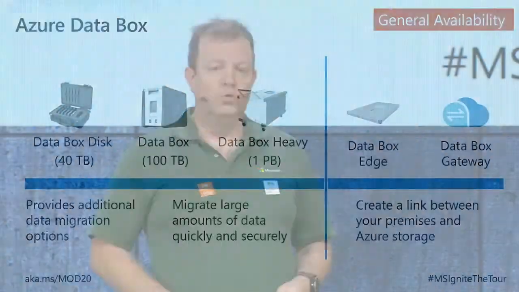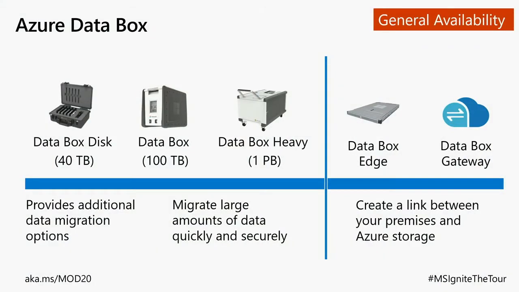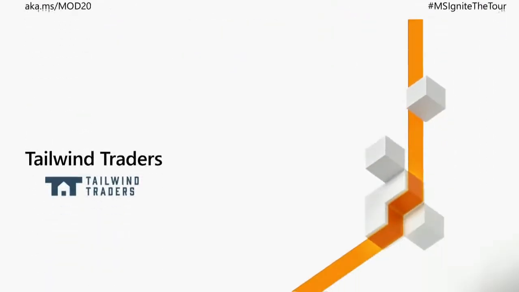If you have big amounts of data, if you have some specific needs in terms of security, etc., everything is encrypted on the boxes. On the right-hand side, Databox Edge and Databox Gateway give you also the possibility to run certain Azure services directly on your premises. So it's a good way to create a link between your premises and Azure, for example, to create hybrid architectures.